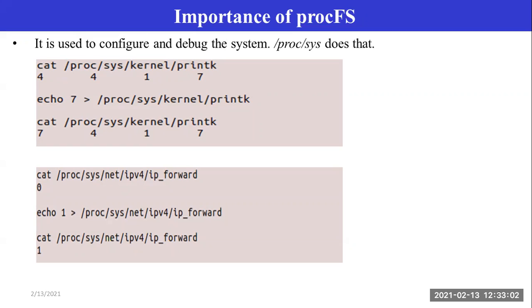Yeah, but I have a question. What is this 4417? Those other three values have different meanings. We don't need to bother about them at this moment. We only need to bother about the first one, the first column, that is 4, or now 7 after I changed it. So that is the current log level.